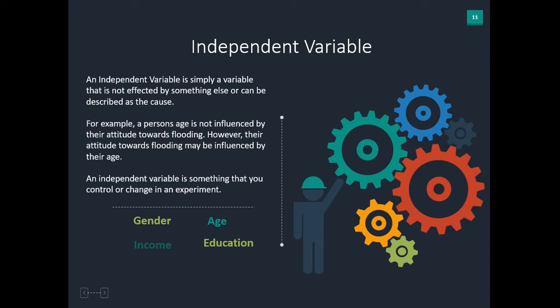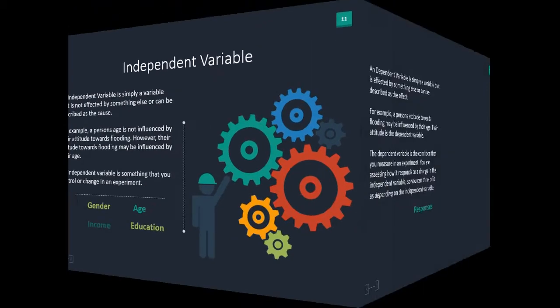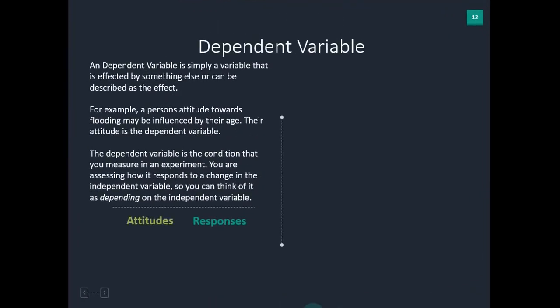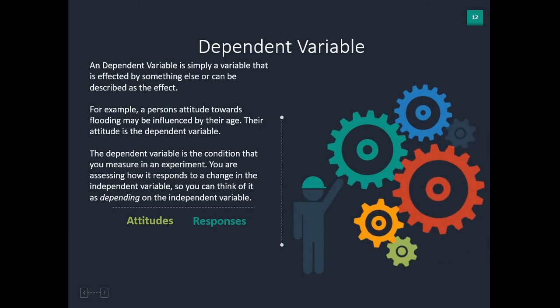You can often think of it as, in an experiment, the thing that you control, the thing that you know about, the thing that you can quantify. So, for example, gender, age, education, and income. Okay. So regardless of what question you ask them, they're always going to be male, or they're always going to be 25, or they're always going to have a GCSE. It's the independent variable.